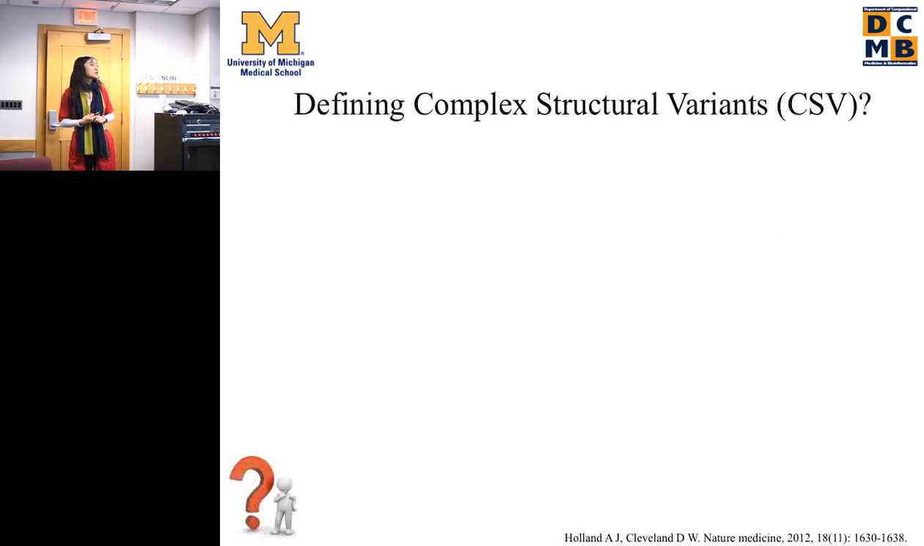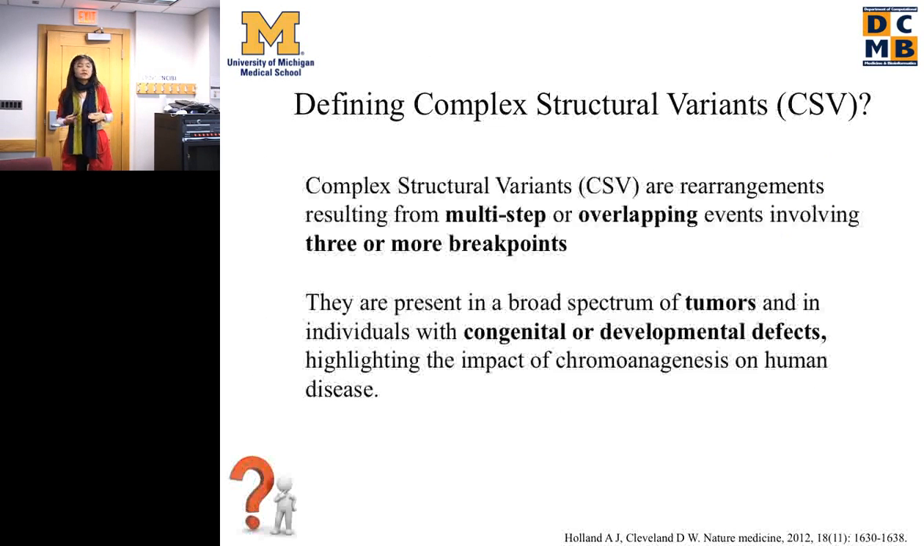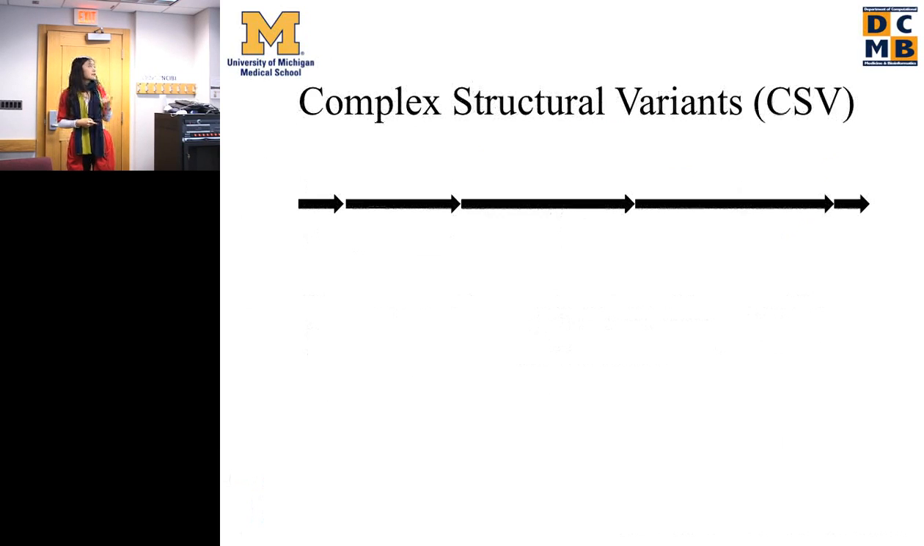So complex structural variants are defined as complex rearrangements on the chromosome that result from either multi-step or overlapping events that involve at least 3 breakpoints. They are important as they play roles in a lot of tumors and congenital or developmental defects. So I'm going to give examples of what complex structural variants look like.